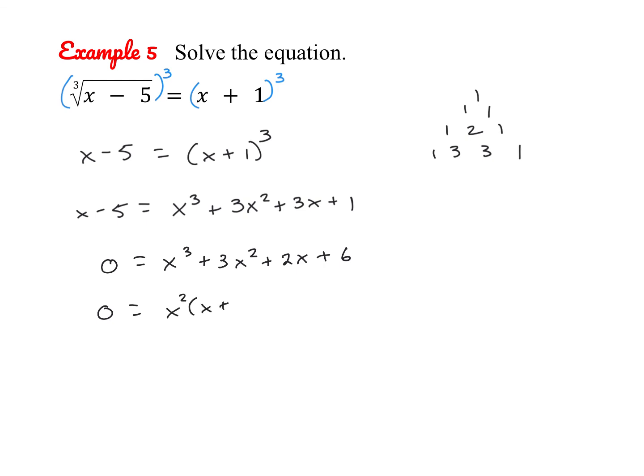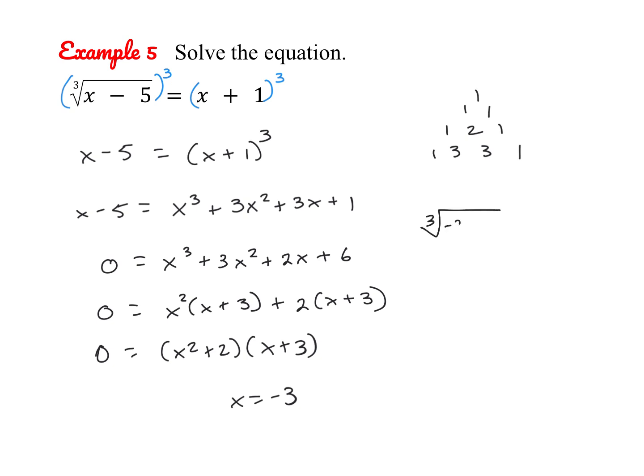So x squared times x plus 3 plus 2 times x plus 3. So this gives us x squared plus 2 times x plus 3. So this factor would give us two imaginary solutions. For radical equations, we won't be looking for any imaginary solutions, but our second factor gives us the real solution, x equals -3. And since it is an odd index, we shouldn't need to worry about extraneous solutions, but we could plug it in just to be sure since we have the time.